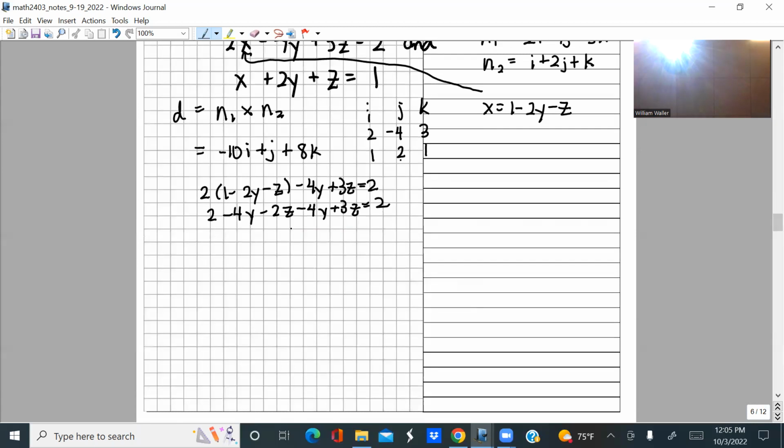If you add like terms together, it looks like you're going to get minus 8y plus, is it positive z? Nice. Is equal to, let's move the constants. And what are the constants going to be? 0? Is that right? And now you're just looking for solutions to this equation, since you've got one equation.